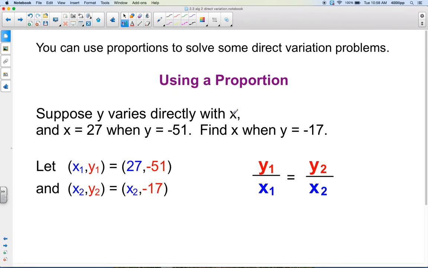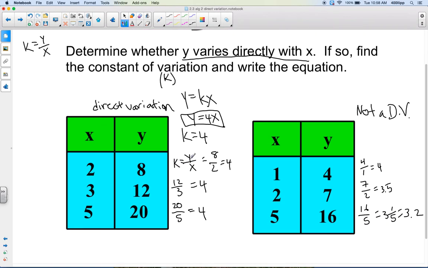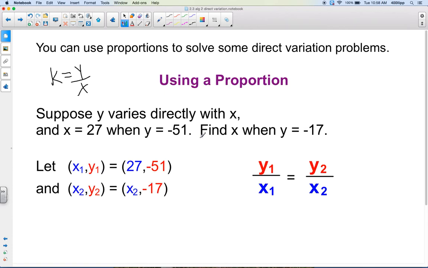All right, this one here, using a proportion, it's really the same thing that we've been doing. We know that k is equal to y over x. So all you're doing is you're setting it up. Y over x equals y over x. We know that all of the k's should be the same. Just like here when we divided them, all of these y over x's should be the same. 8 over 2 should equal 12 over 3, which should equal 12 over 5. So you're doing the same thing with this one, and solving for the missing variable.